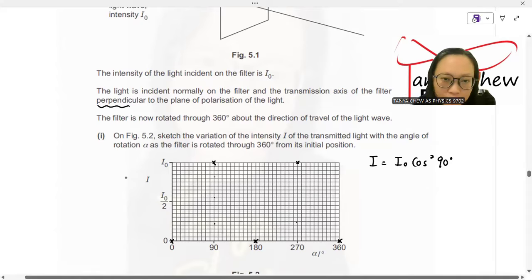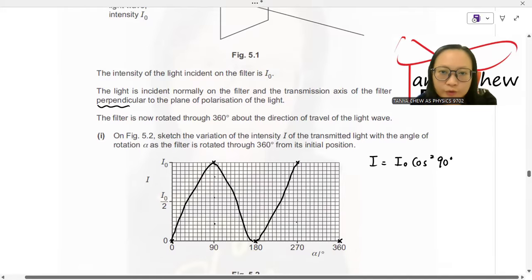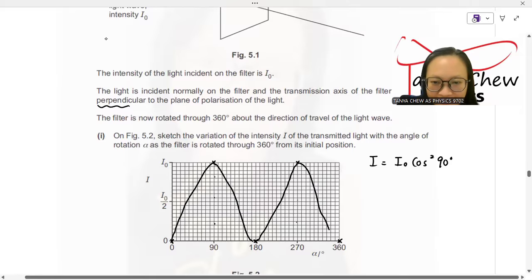So your graph is supposed to be like this. I'm so sorry, my sketching skill is not so good. Okay, like this. Right, that's the answer.